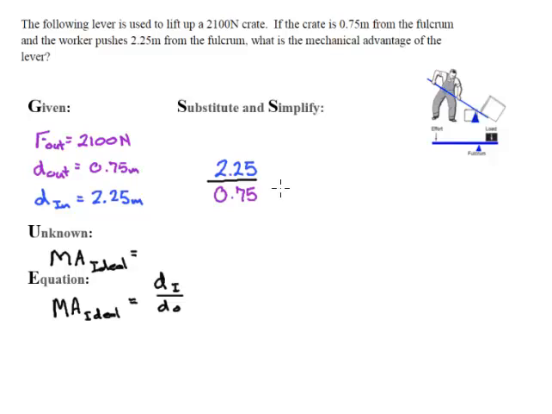Now, when I do the math, when I simply take 2.25 and divide by 0.75, I get a response of 3. But I need to write that as 3 to 1.